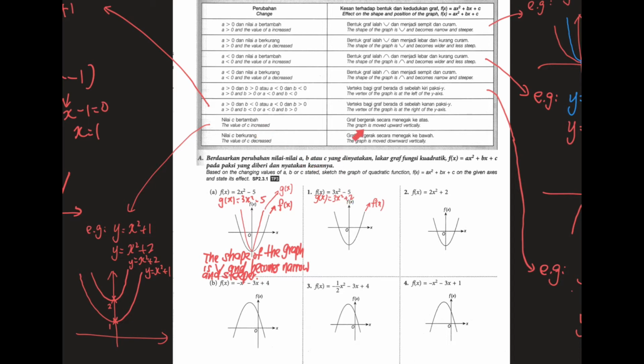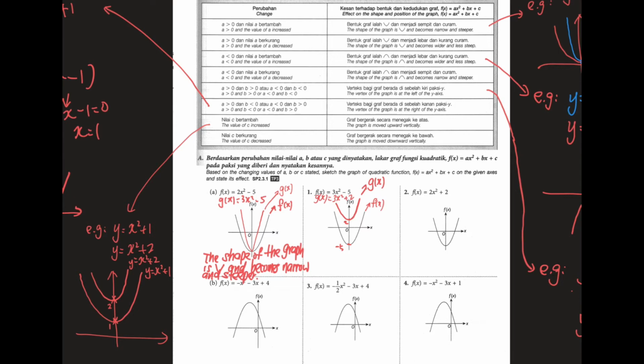The graph is moved upward vertically from -5 to 2. That means you should expect the y-intercept to be -5, and now it becomes +2. So we draw the same graph again, g(x). Then the question makes sense.